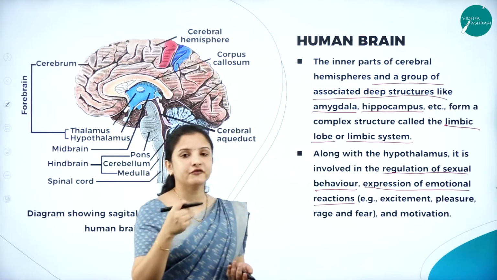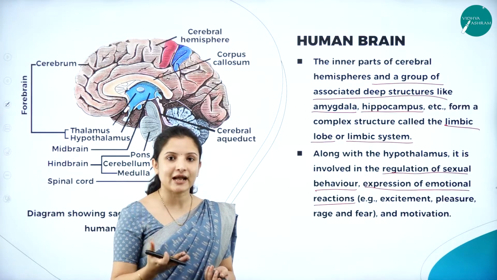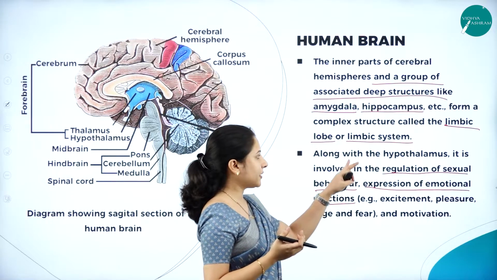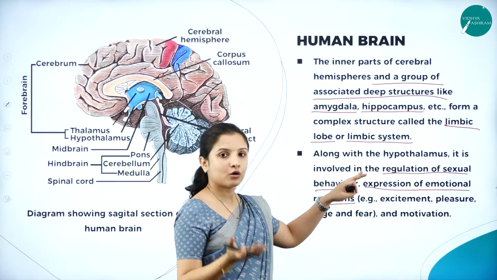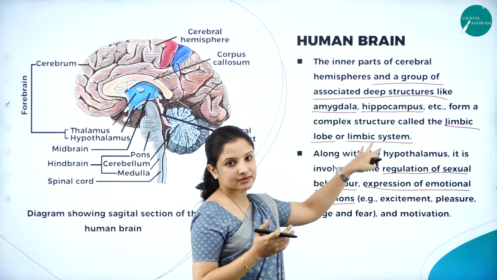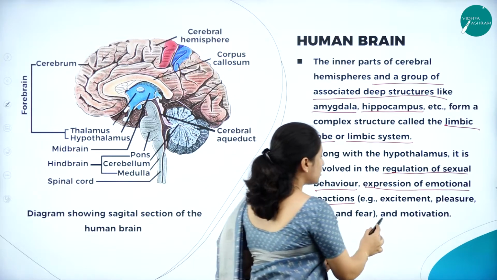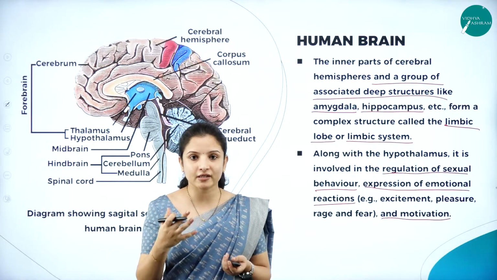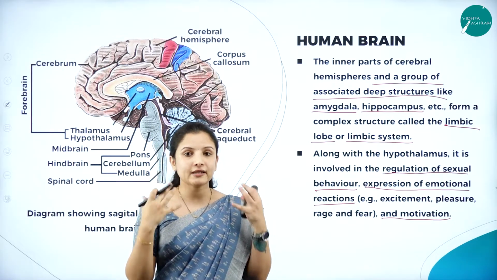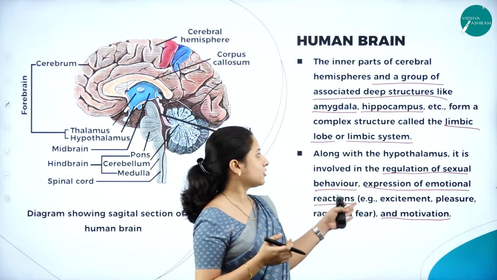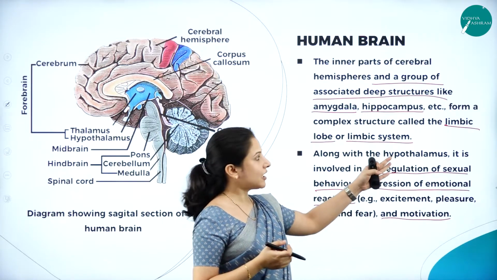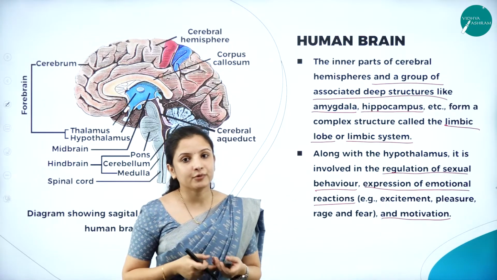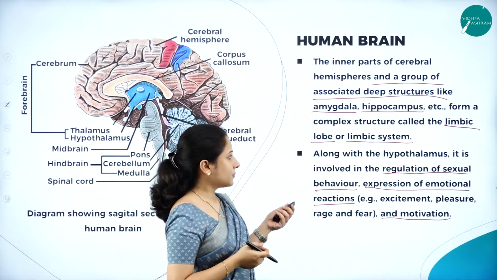Say for example, if you feel any excitement, pleasure, sadness, anything, you're too happy, all that is regulated by the hypothalamus, along with it functioning along with the limbic system of the brain. And also motivation. Sometimes you're watching a movie of an athlete, you get motivated, I need to do something. So why that motivation? All that is because of the working of the hypothalamus along with the limbic system. So this is the function of the hypothalamus and the limbic system of the brain.